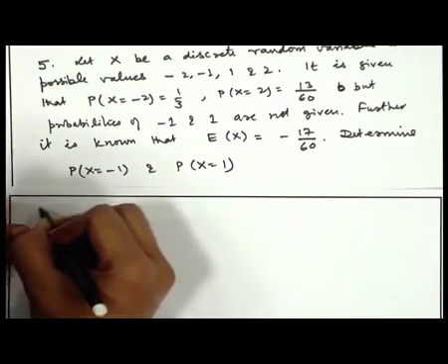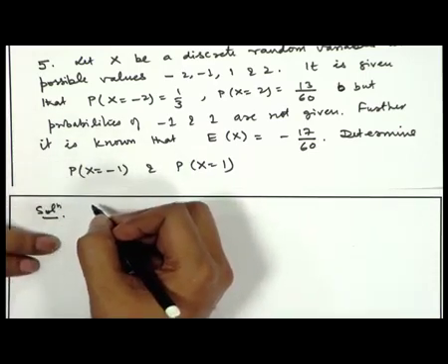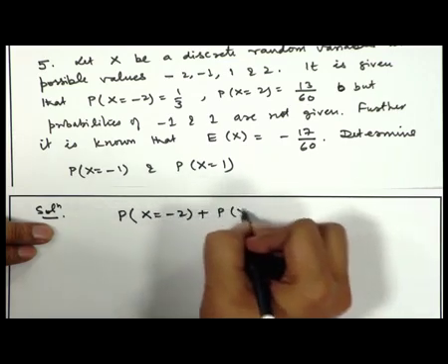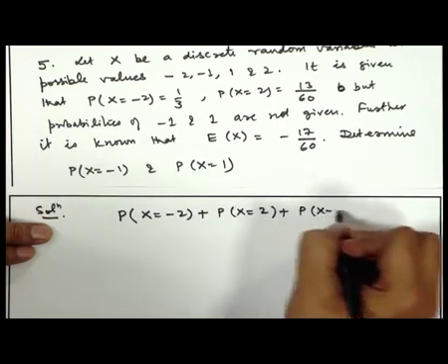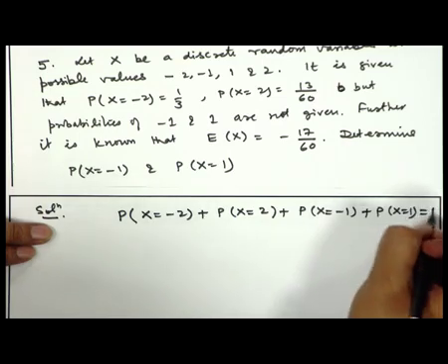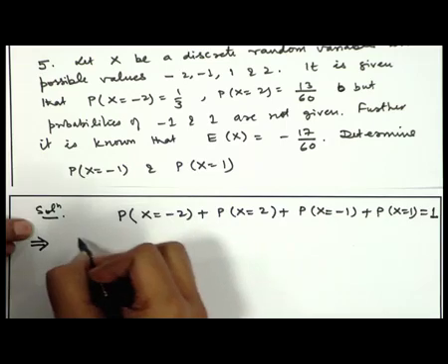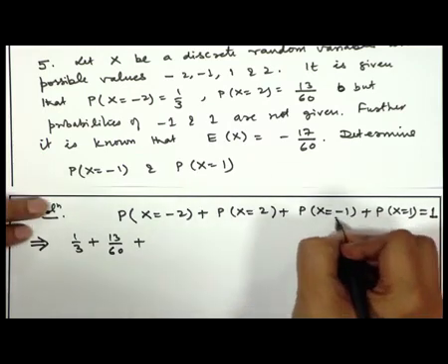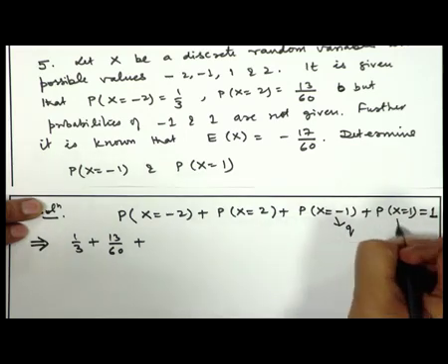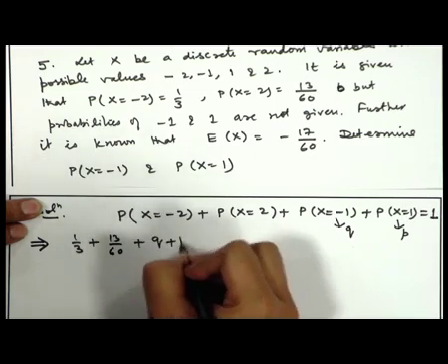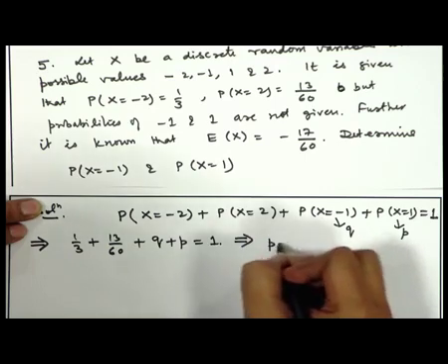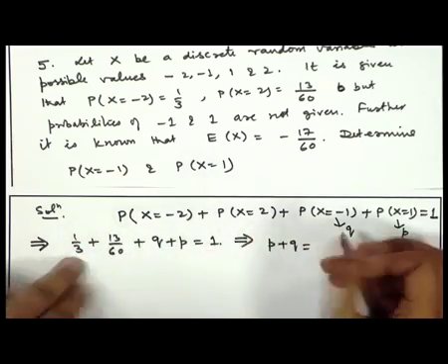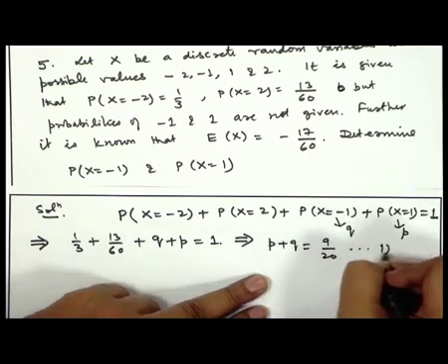So, we apply the condition that sum of all the probabilities is equal to 1. So, probability x equal to minus 2 plus probability x equal to 2 plus probability x equal to minus 1 plus probability x equal to 1 is equal to 1. Now, 1 by 3 and 13 by 60 are given, but the other values are not given to us. So, we make some assumption: let us assume probability x equal to minus 1 is q and probability x equal to 1 is p. So, p plus q is equal to 1 minus (13 by 60 plus 1 by 3). So, we get here it is equal to 9 by 20. Let me call this equation 1.